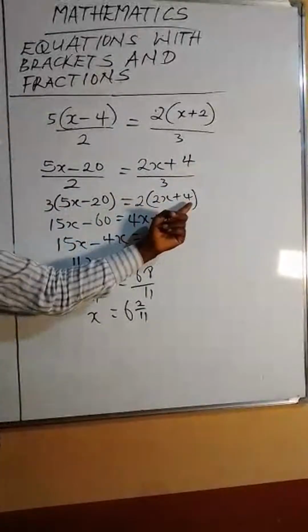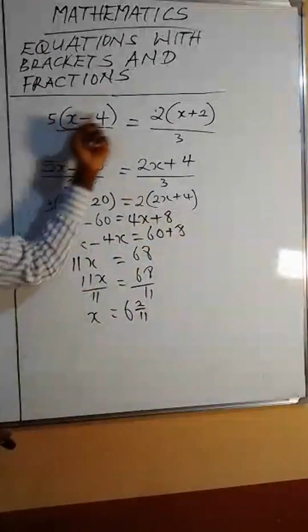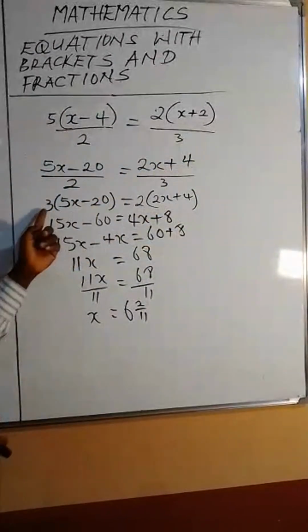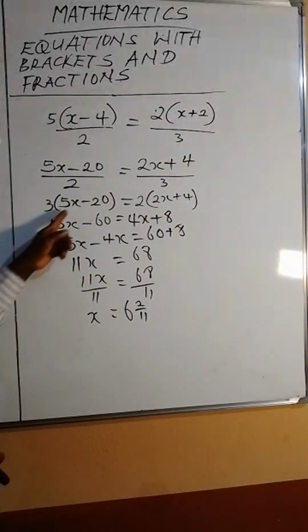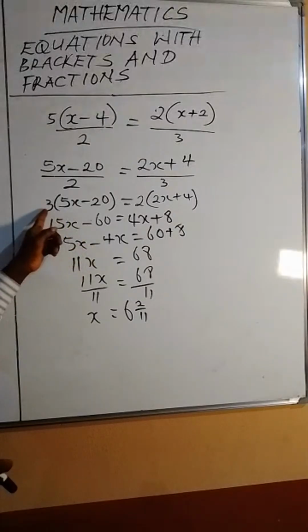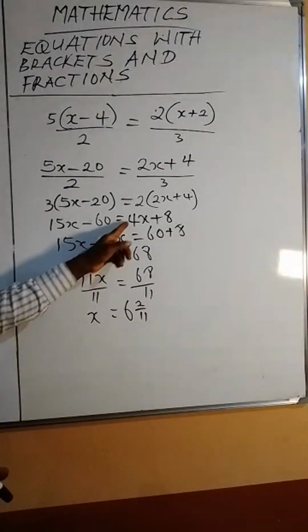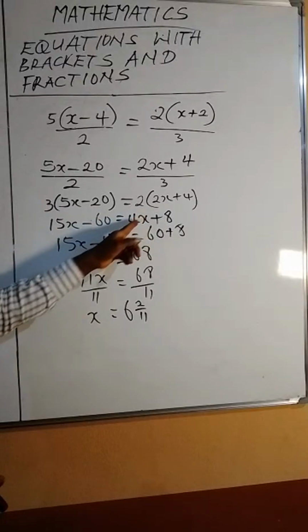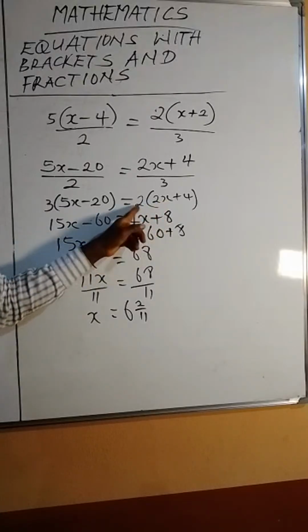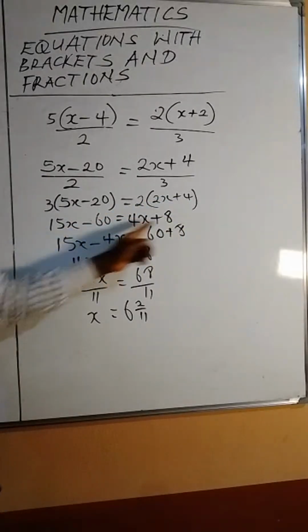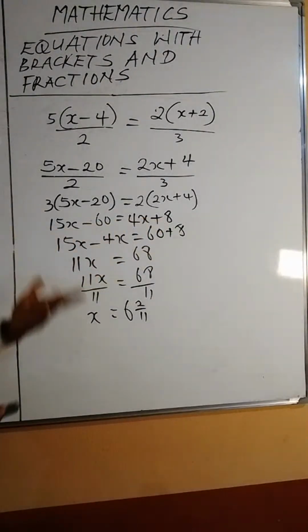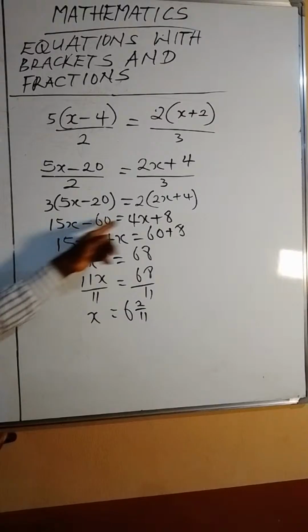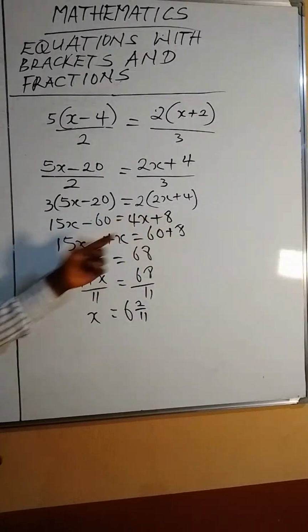Then right here, we clear brackets again. The way we cleared bracket from here to here, we can also clear bracket here too. 3 times 5 is 15, and we have x here. Minus 3 times 20 is 60, equals to 2 times 2 is 4, then there's x here. Plus 2 times 4 is 8. Then the next thing to do is for us to collect terms. Just collect the terms that are similar. For instance, we have x and x here, and we have ordinary numbers here.